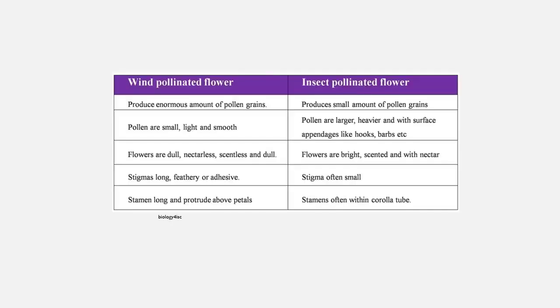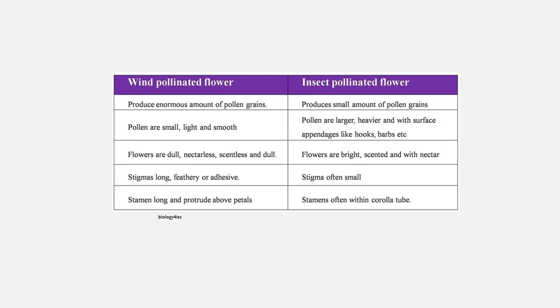Okay, so we've got wind-pollinated flowers and insect-pollinated flowers. Wind-pollinated flowers produce a large amount of pollen grains. They're very light and smooth. The flowers don't really have much of an appearance; they're usually called insignificant. They don't have any scent, but the stigmas are long, feathery, or adhesive, and the stamens are long and protrude above the petals.